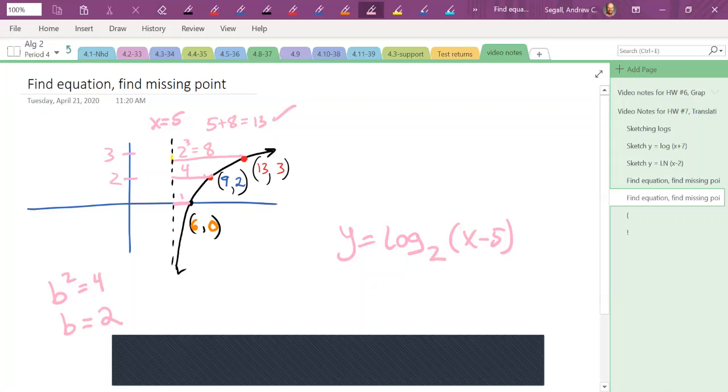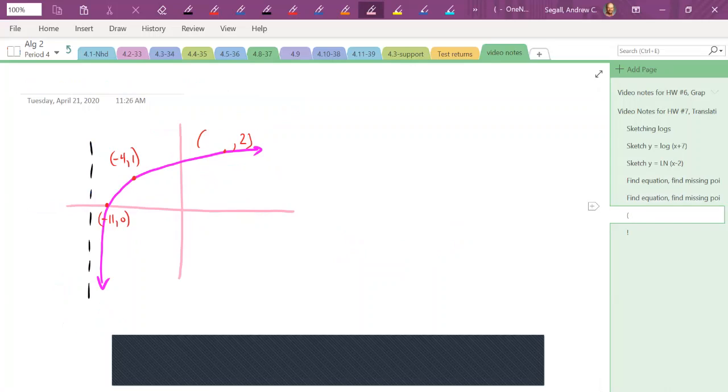All right, let's try it again, except this time we're moving to the left. So good time to pause your video, Wildkits, write the equation on your own, and then come back and check. All right, let's take a look. So my x-intercept is at -11. It's always a distance of 1 away from my asymptote. So my asymptote should be at x equals -12.